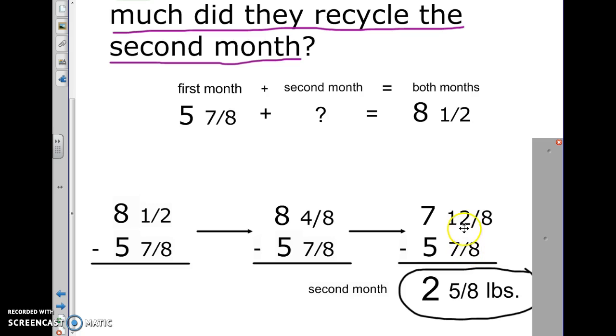Then I'm just going to subtract away. So I've got 12/8 minus 7/8 gives me 5/8. And then over in the whole column here, I've got 7 minus 5 is 2. So the answer is the second month they recycled 2 5/8 pounds of paper.